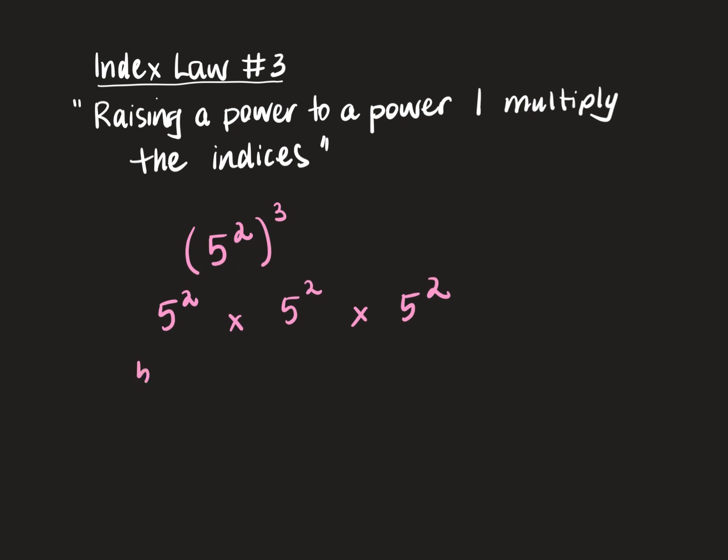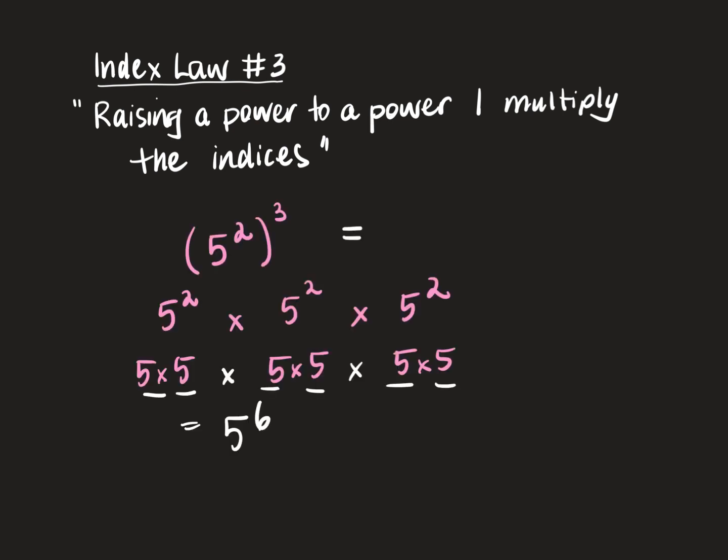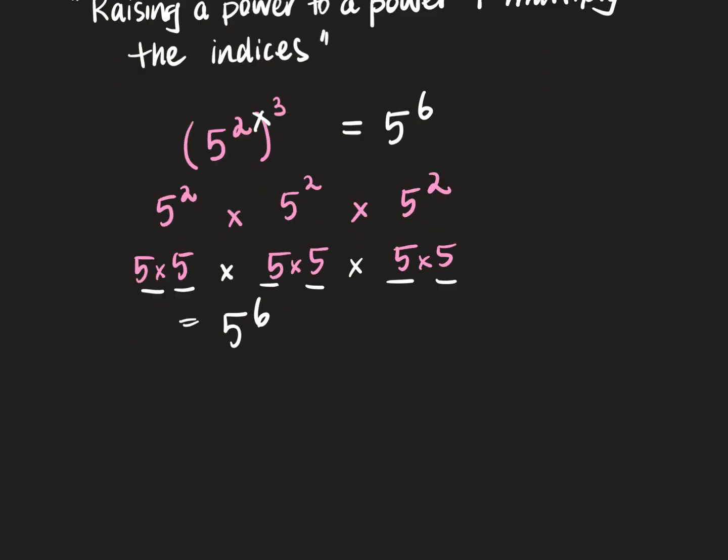And 5 to the power of 2 is 5 times 5. So I've got 5 times 5 times 5 times 5 times 5 times 5. What does that equal? It is equal to 5 to the power of 1, 2, 3, 4, 5, 6. 5 to the power of 6. But did I need to write it out like that? No, I didn't. Raising a power to a power, we multiply the indices. 5 to the power of 2 times 3, which is 6.